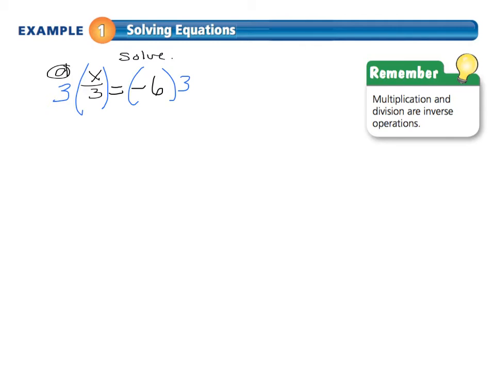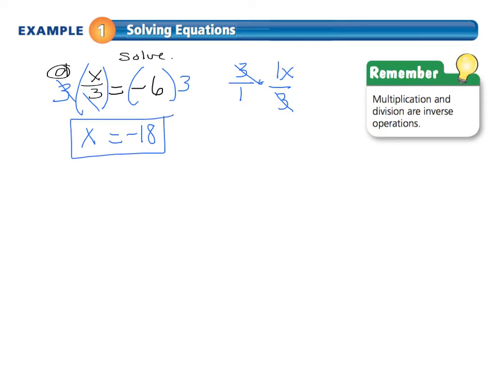So, if I times both sides by 3. Now, remember that over here, 3 times x over 3 really is this. The 3's cancel, you are just left with 1x. The 3's cancel. Negative 6 times 3 is negative 18. My answer is x equals negative 18. Remember, you can take the negative 18, plug it back in. Negative 18 divided by 3 equals negative 6. If it's true, you did it correctly.